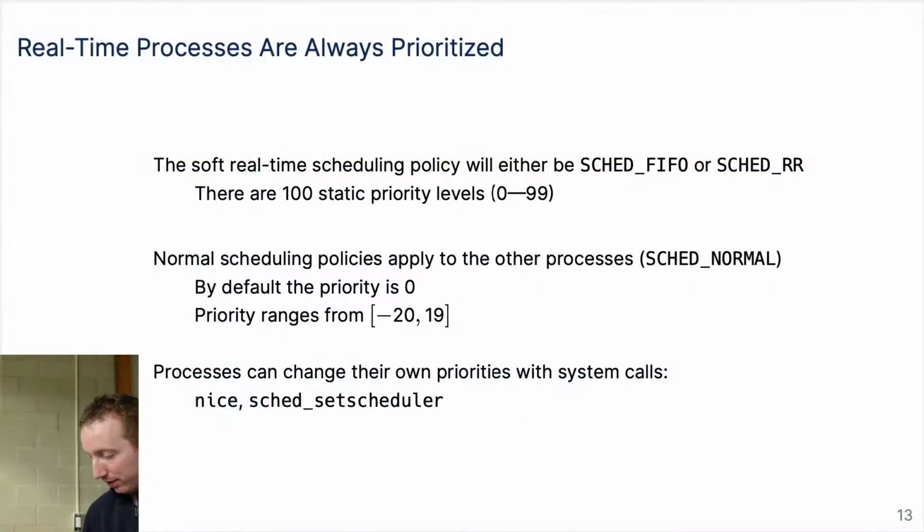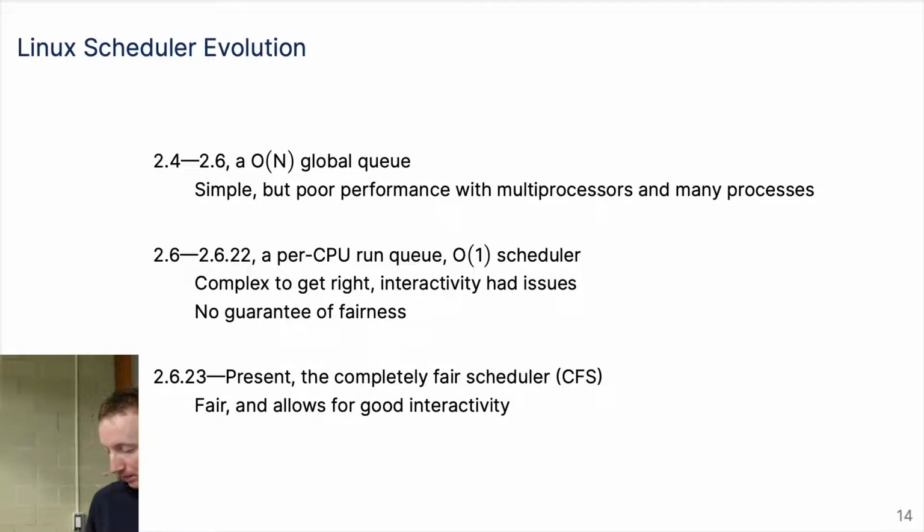Okay, so let's wrap up. Any questions? We can now read top and see the priorities. So that's kind of neat. To go back to the Linux scheduler, we already saw the O(n) global queue and the O(1) scheduler that has a queue per CPU core. So now we'll talk about the actual algorithm that they use. It's called the completely fair scheduler, and it's fair, which allows for pretty good interactivity.